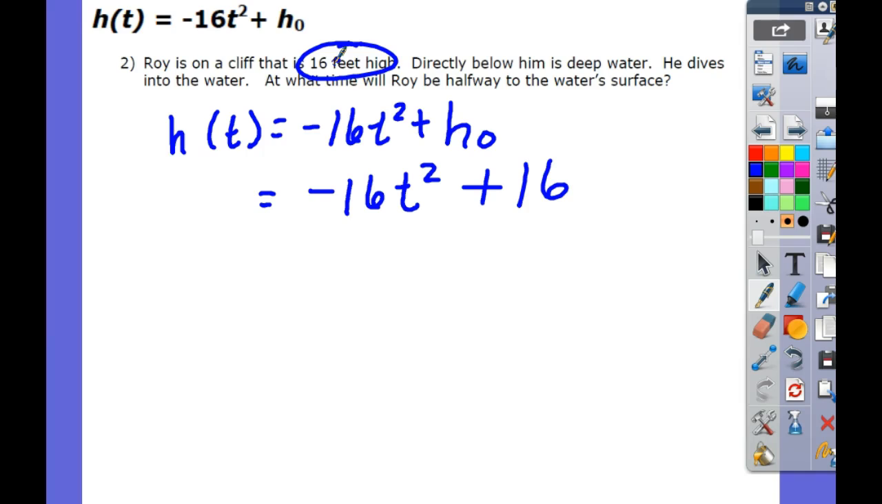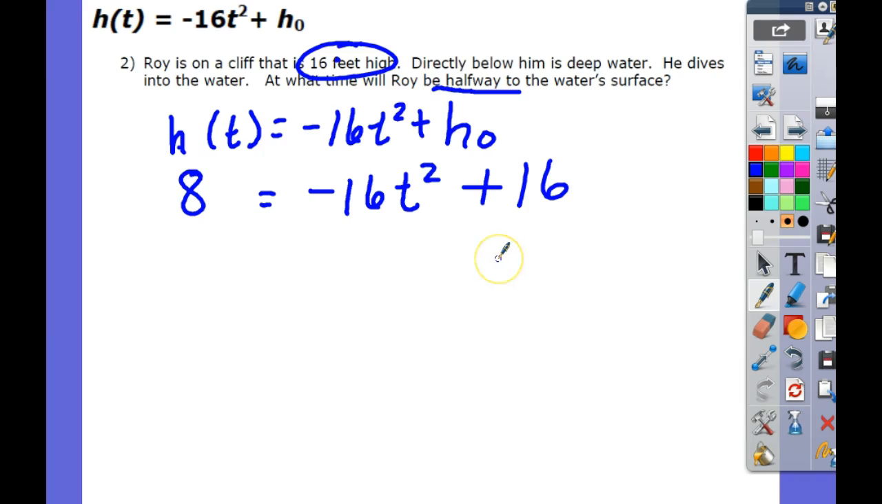Now, is this going to be 0 this time? Are we trying to figure out how long it takes him to hit the surface? No. So what number goes over there? What is halfway to the water's surface? 16 divided by 2 is 8. Halfway. So we're still solving it, and so we're solving for this.